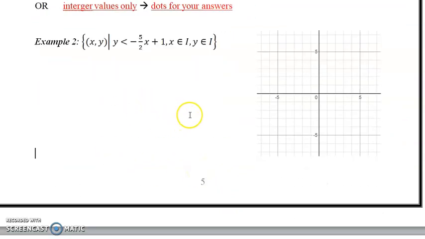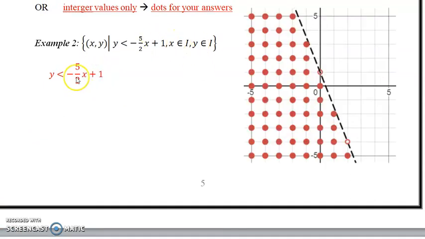Let's take a look at example 2. Remember, we're worried about the inequality. It's integer value, so you're going to have the same idea in this next graph. So let's graph our equation. It's already in y equals mx plus b form. So what we'll do is we'll graph that line and we'll see what it looks like in Desmos, okay?